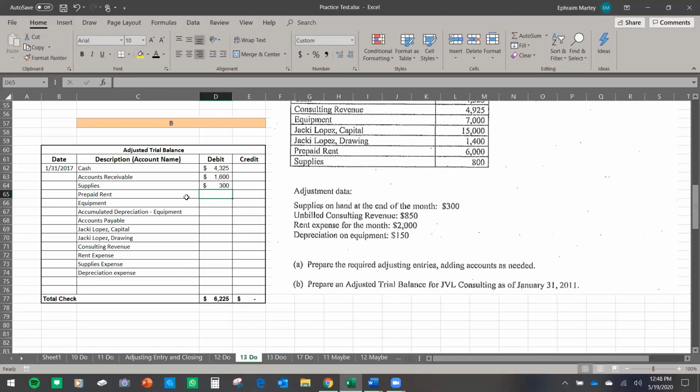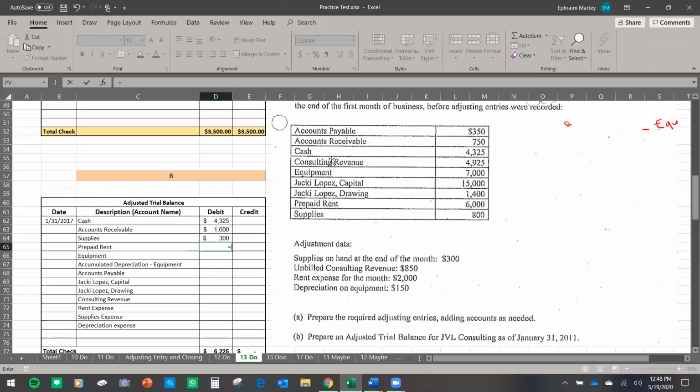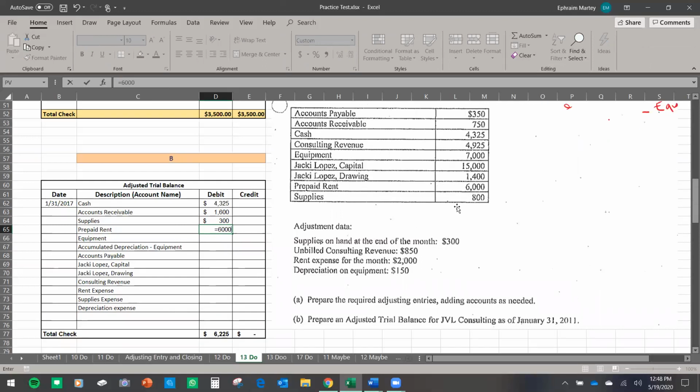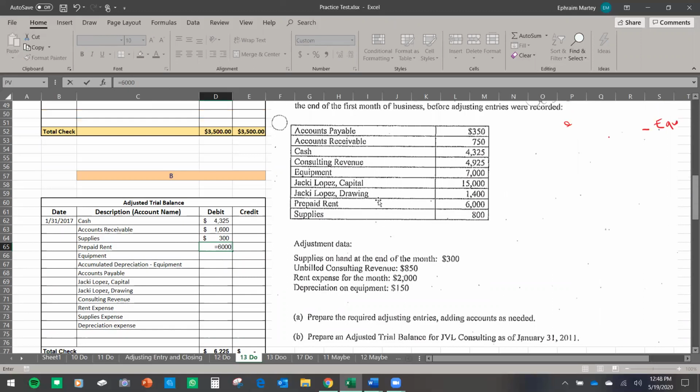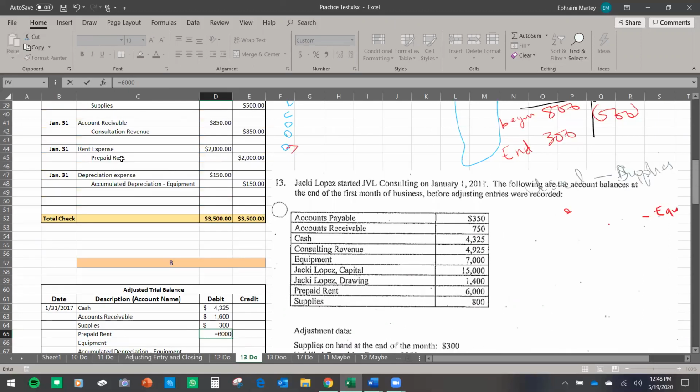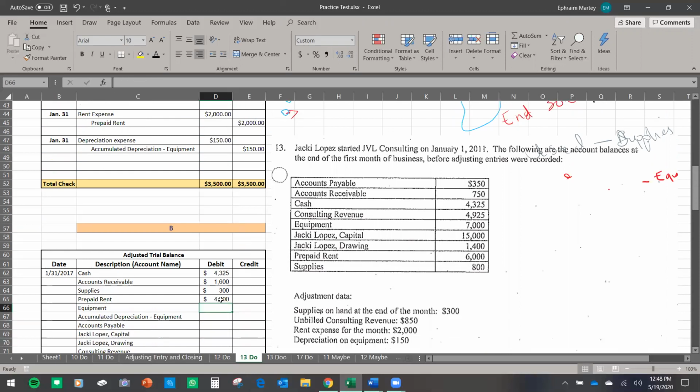So we have our prepaid rent. How much did we start our prepaid rent with? We started with 6,000. Then did we make any adjustment? Let's look for prepaid rent. Yes, we reduced it by 2,000. So let's do minus the 2,000. Now we have 4,000 left.